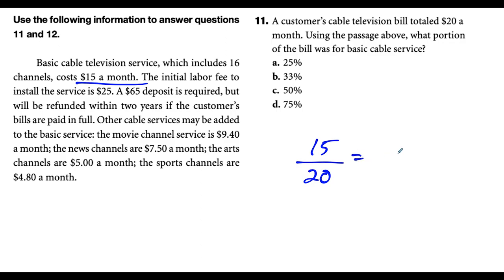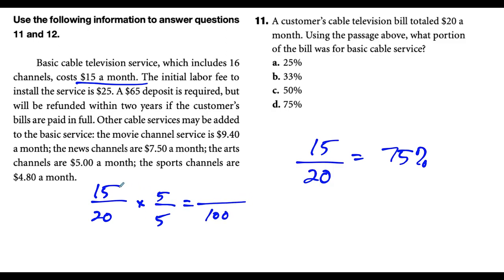And what percent does this work out to? This is going to be 75%, because 15 out of 20 is 3/4, and 3/4 is 75%. If that didn't do it justice, remember, percents are out of 100. So I could always multiply the top and bottom by 5, giving me a denominator of 100. And then 15 times 5, if we work that out, is 75. So 75% is going to be our solution here.